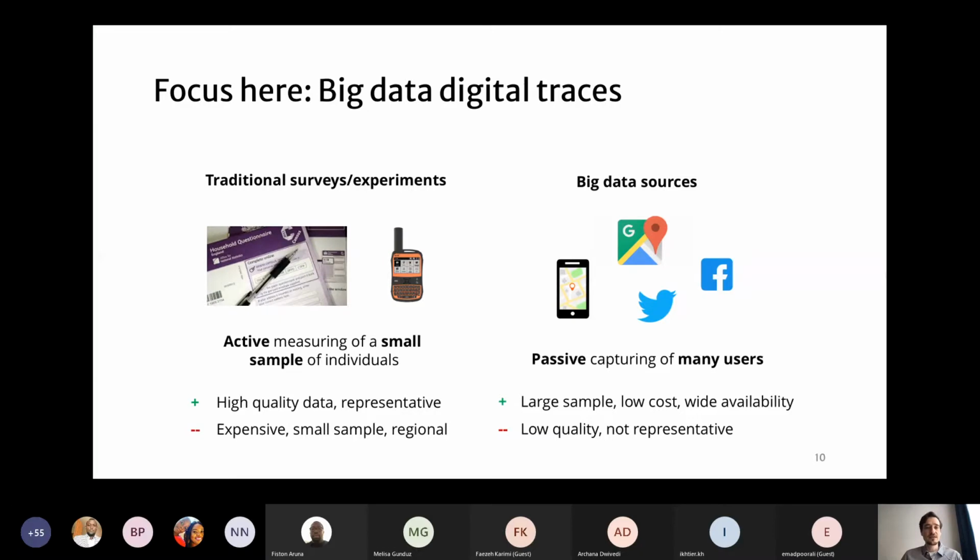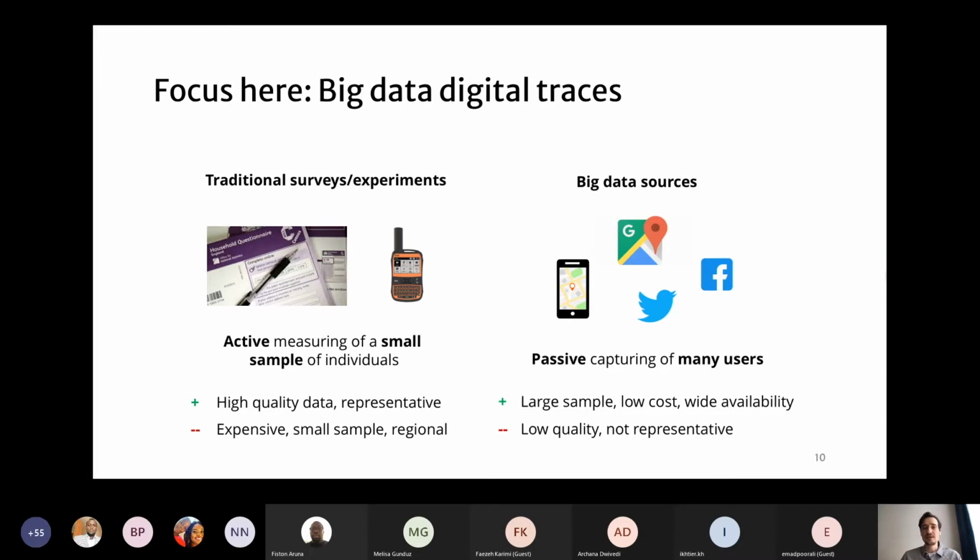But the difference here is that in these cases, you have an active measurement of a smaller sample of individuals, which has its advantages. For example, you get generally higher quality data because you can design which data you want. It is also mostly more representative because you can select your sample population and you know more about their metadata, so their age and gender and so on. And so you can make sure that what you're measuring is representative of the general population.